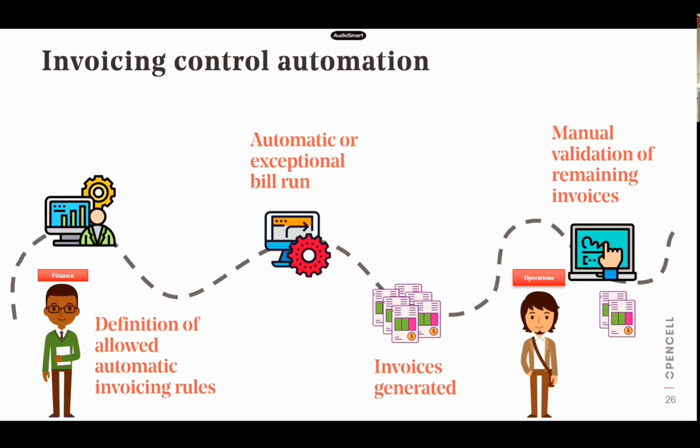These invoices will go through these rules and will be marked as rejected or validated depending on the result of the rules. And then the rejected ones, we will have to manually check them, to cancel them, or to modify them to allow the process to continue.